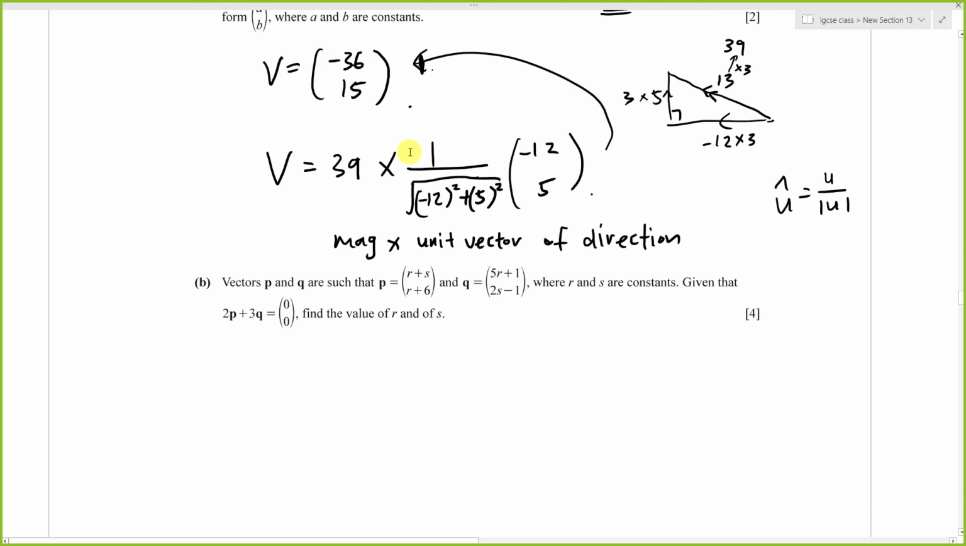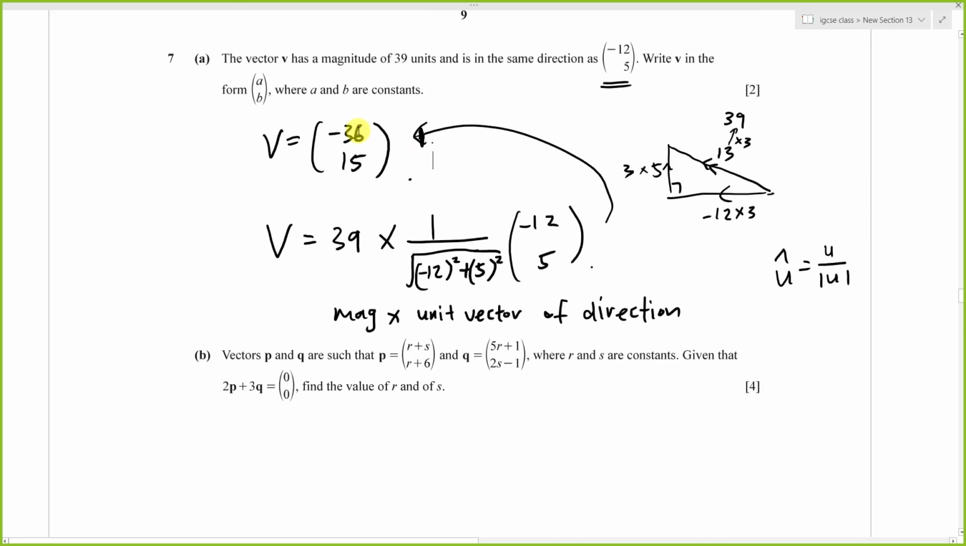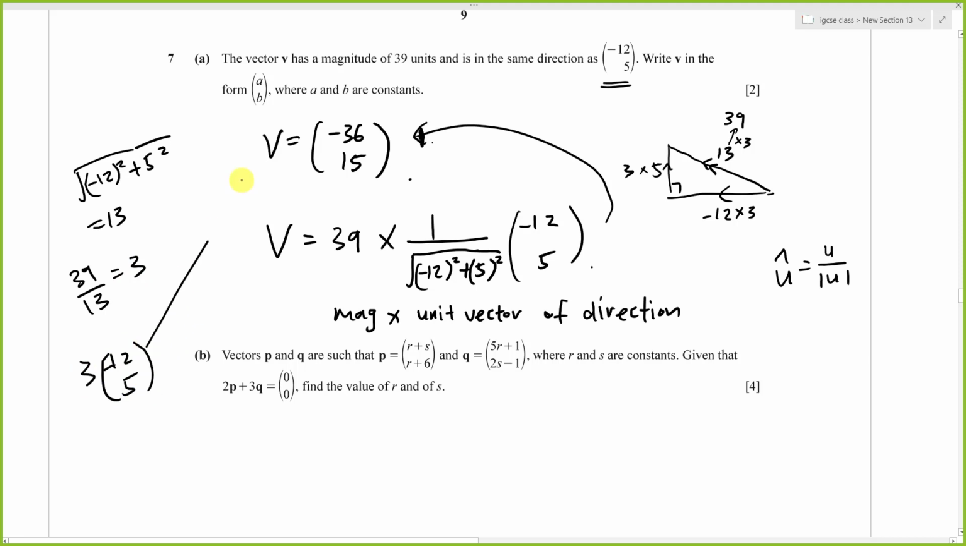Or you can just draw a triangle, I think that should be fine, as long as you show the working. In the exam, of course, you cannot totally just do a triangle like this. You still need to show something like negative 12 squared plus 5 squared, then you get 13. Then you can say 39 over 13 equals 3. Then you can do 3 multiplied by (-12, 5), then you get this answer. Do you get my idea? It depends what you want to do, but at the end, you must show the working. You must give the examiners the reason to give you 2 marks.